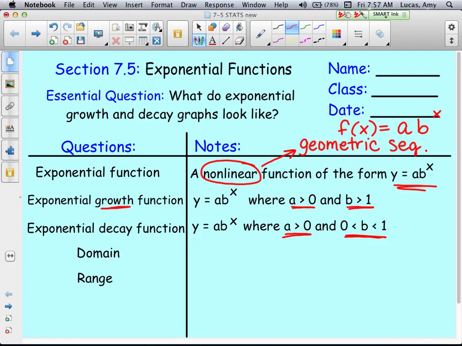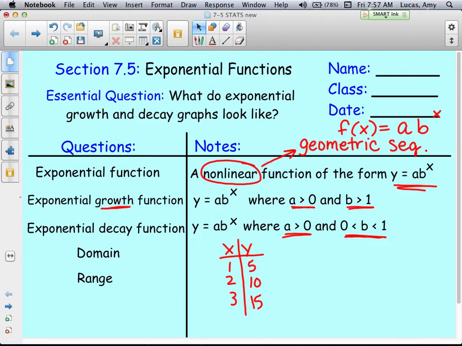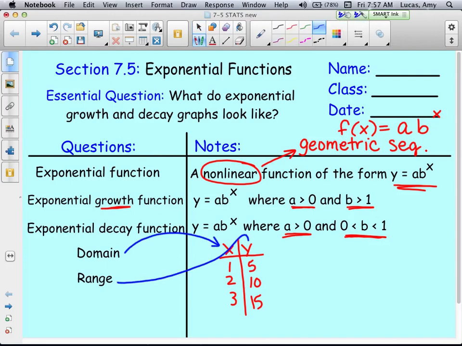The last 2 vocab words, way back in chapter 1, we talked about the domain and range. At that time, we just looked at XY tables. We looked at values, and we said that all of the x values would be the domain, and we said all of the range values would be the y values from the ordered pairs.